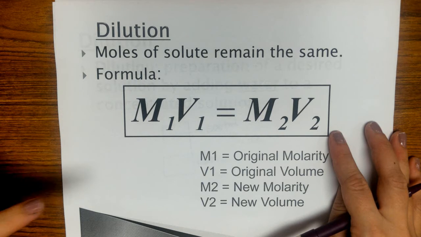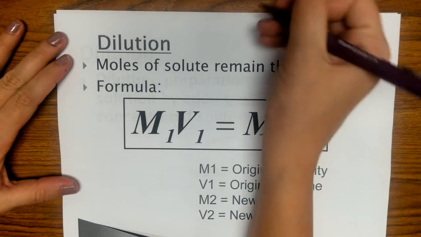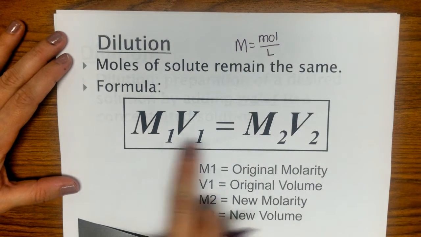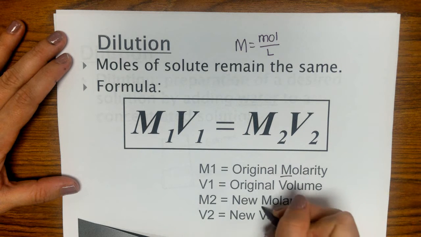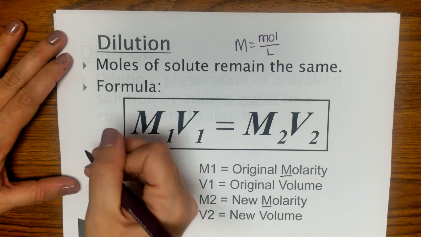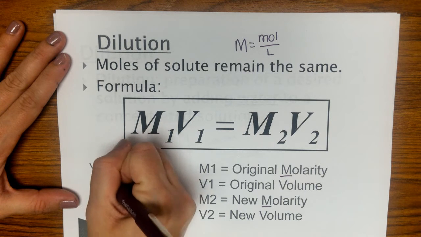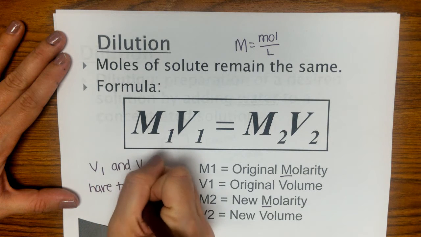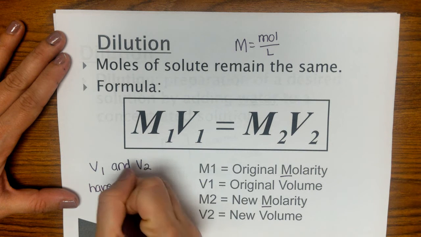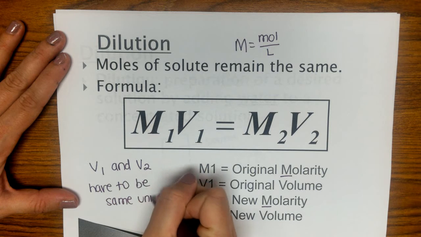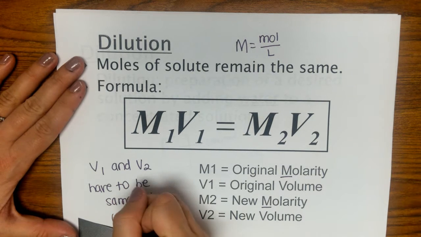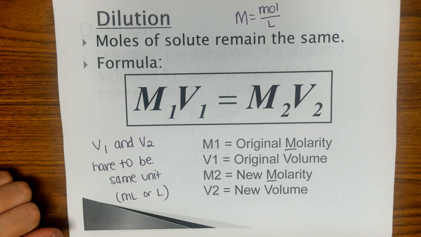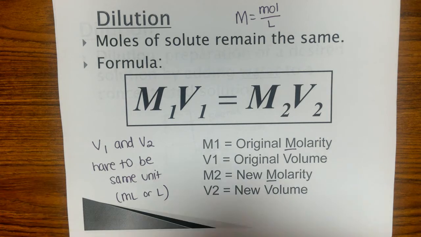Now, something that's different about this formula than the molarity formula, which, reminder, molarity is moles over liter. So M has to be molarity, capital M, but volume can be milliliters or liters. But V1 and V2 have to be the same unit. So it doesn't matter. And I mean, you could use another unit if you didn't want to use milliliter or liter. And so let's look at how to calculate those.